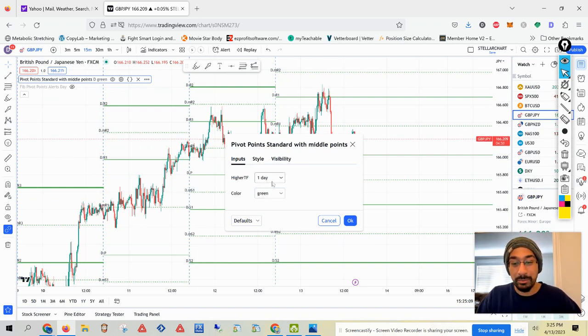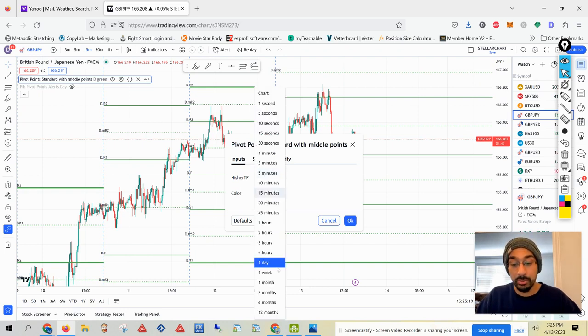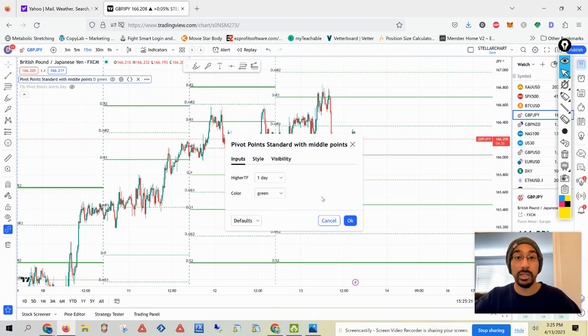You don't have to change a thing. Automatically, this will choose the higher time frame, which will be the 1 day, and that is the traditional pivot point calculation that nearly everyone uses. You could change it to the weekly or daily if you are a swing trader trading the higher time frames. But for the most part, if you are an intraday trader, then the 1 day will be just fine.